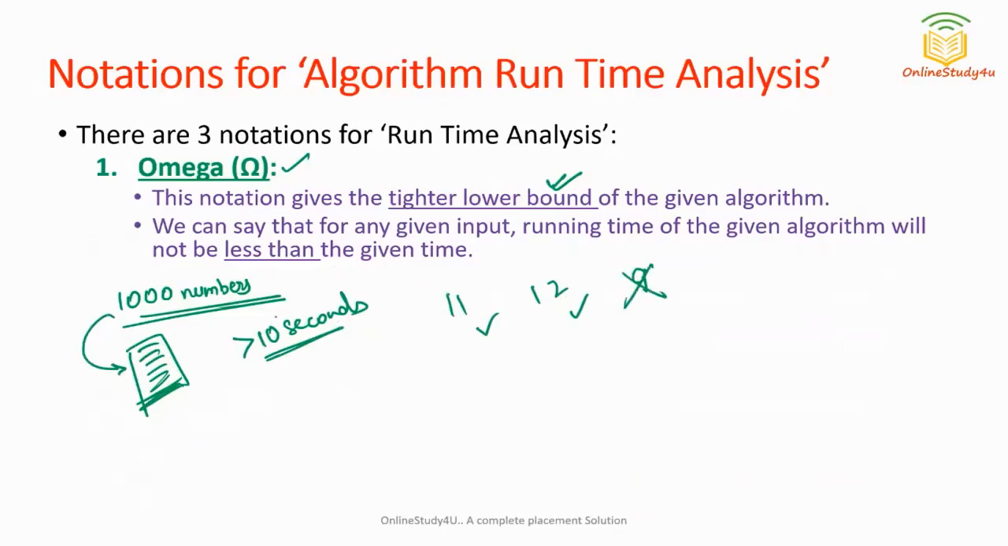So now we can say that this 10 is the tighter lower bound. This is what I mean by tighter lower bound. Means the time cannot go below this. If I tell in Hindi, इससे कम time नहीं लेने वाला है हमारा code. So that is what it is saying. So omega notation gives the tighter lower bound of the given algorithm. So we can say that for any given input, the running time of the given algorithm will not be less than the given time.